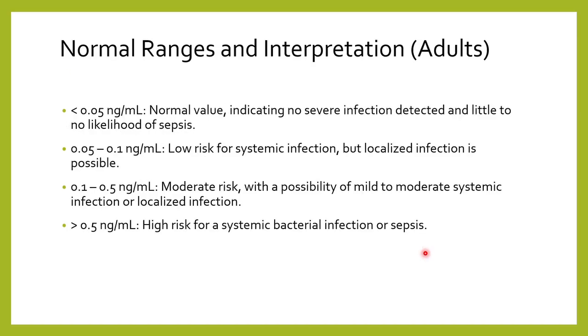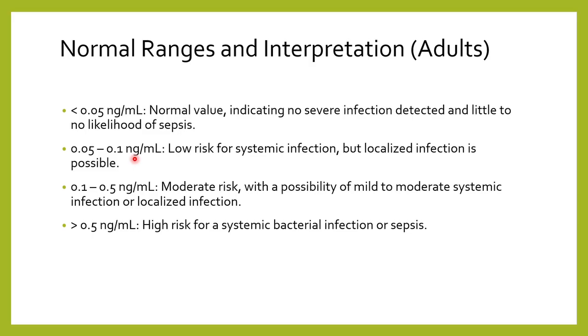So the normal range of procalcitonin in adults should be less than 0.05 nanogram per ml. It is very low. Okay, so this is the normal level, which indicates that there is no severe infection, and there is very little chance of sepsis. Suppose the value comes between 0.05 and 0.1 nanogram per ml, yes, there is a low risk of systemic infection.